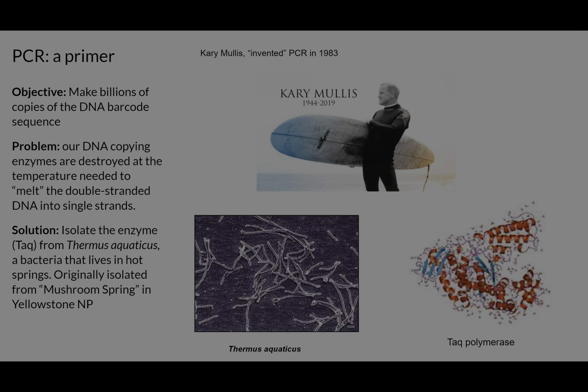The problem is that the enzyme that we use in our body, and most of the enzymes that do this, basically fall apart once you get to the temperature required to unzip the DNA. So the solution to that problem was isolating a DNA copying enzyme called Taq polymerase from a bacterium called Thermus aquaticus. It was originally isolated from a hot spring called Mushroom Spring in Yellowstone National Park. Don't think it's much of a coincidence, do you?